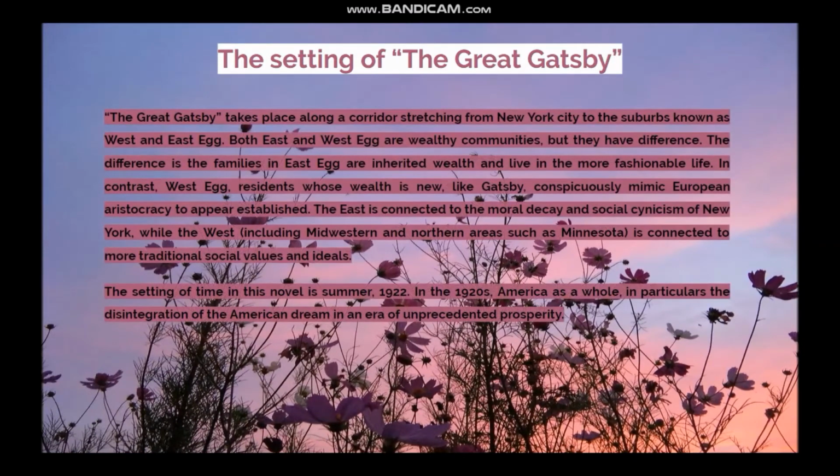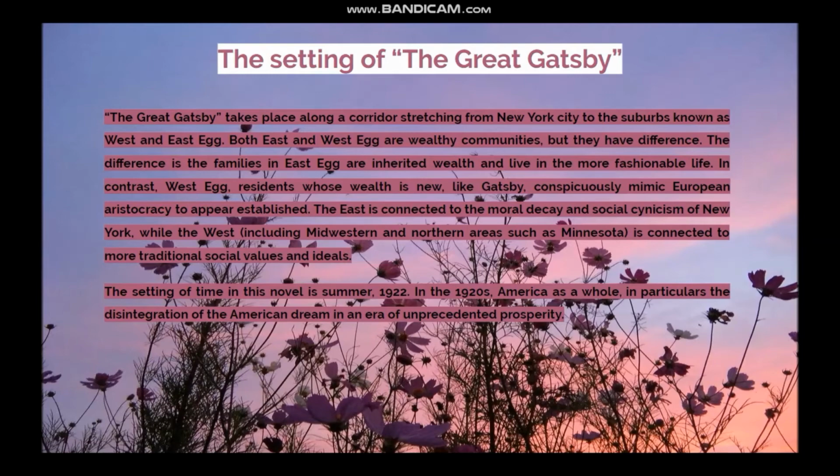The Great Gatsby takes place along a corridor stretching from New York City to the suburbs known as West and East Egg. Both East and West Egg are wealthy communities, but they have a difference. The families in East Egg have inherited wealth and live a more fashionable life. In contrast, West Egg residents, whose wealth is new, like Gatsby, conspicuously mimic European aristocracy to appear established.